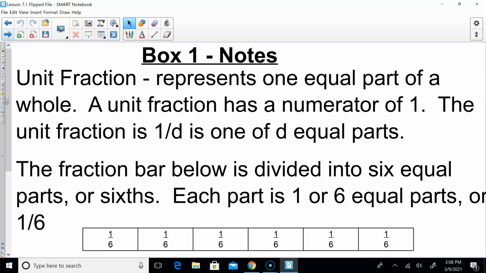You do not have to write this one down, so it looks very familiar to last section. We're still talking about unit fractions. Just remember, a unit fraction represents one equal part of a whole. A unit fraction has a numerator of 1, and the unit fraction 1/d is one of the d equal parts. So what does that mean? The fraction bar below is divided into 6 equal parts, so each part is one of 6 equal parts, or 1/6. There you go. Just a little review of that.